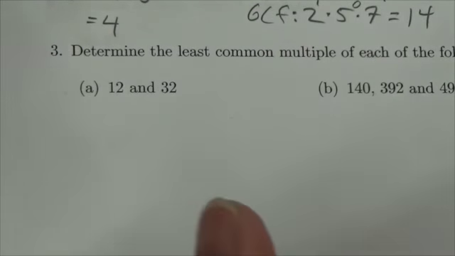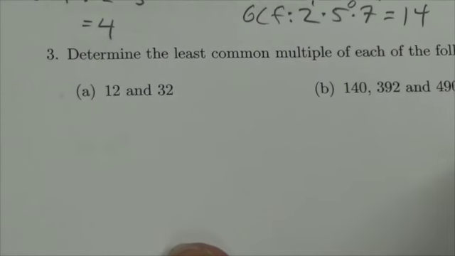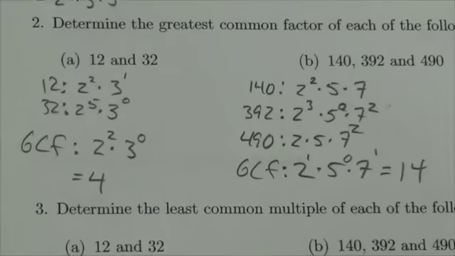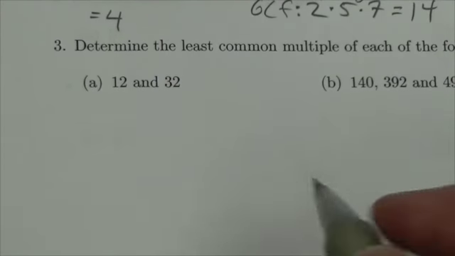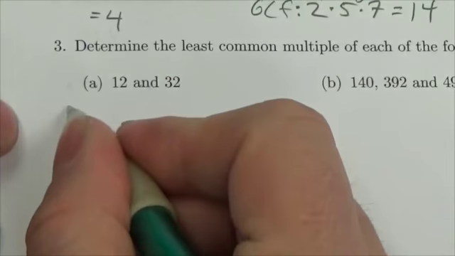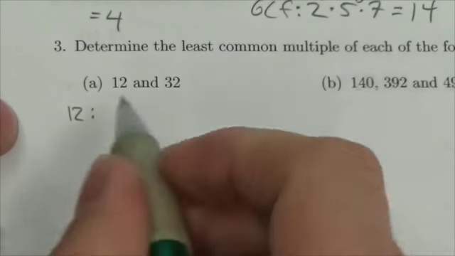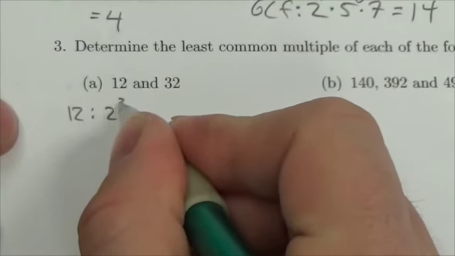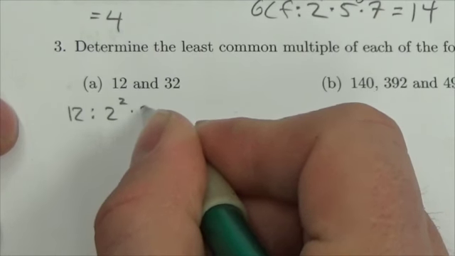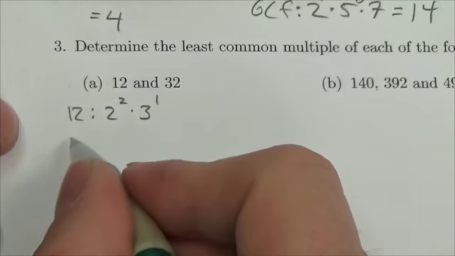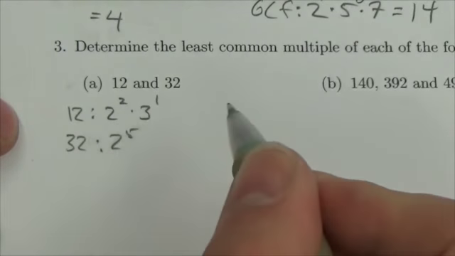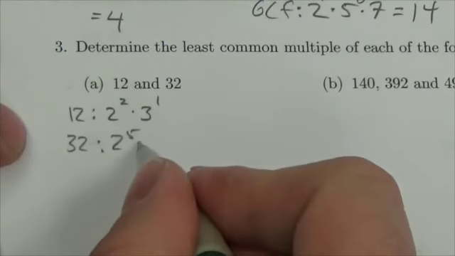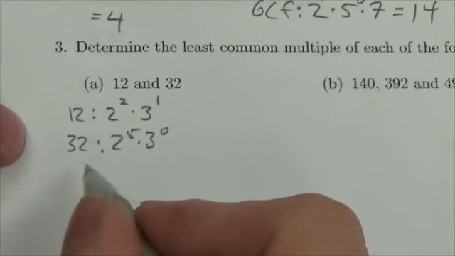My approach here is going to be really similar to the approach that we did in the previous question where we found the greatest common factor. And in fact, I'm going to be a little bit lazy here because I already know the prime factors. The prime factorization of 12 is 2 squared times 3 to the 1. And for 32, what I wrote in the previous one was 2 to the 5th. Now, I am going to write the 3 to the 0 there just to make a point here.